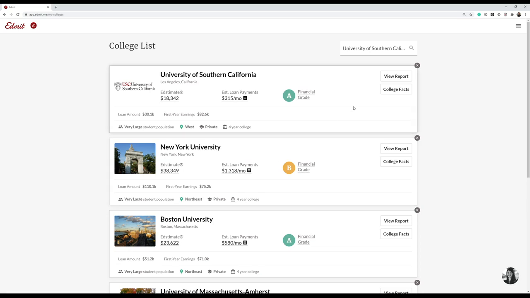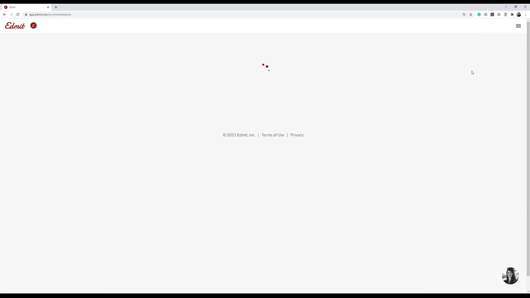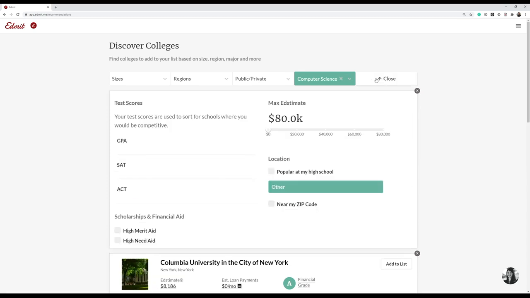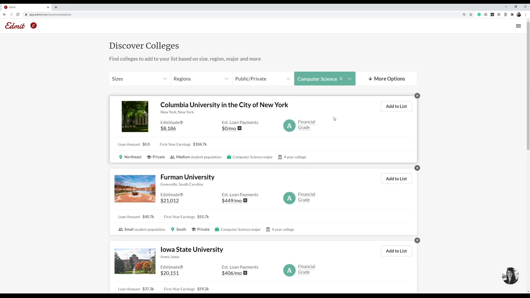We can then move over to our Discover Colleges page by clicking on the menu button and then clicking Discover Colleges. This is a place to learn about new colleges that might be really strong financial fits. In other words, it's college research through a financial lens. Here we can filter by size, by region, public and private, the availability of certain majors, as well as some more detailed information, like does it give out high merit aid, high need-based aid, or even a max price we'd like to pay each year.